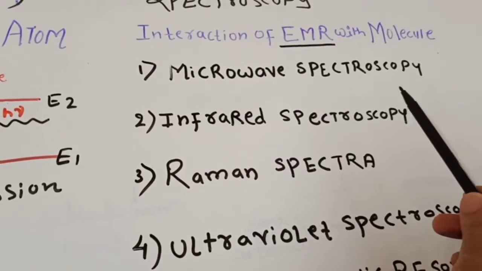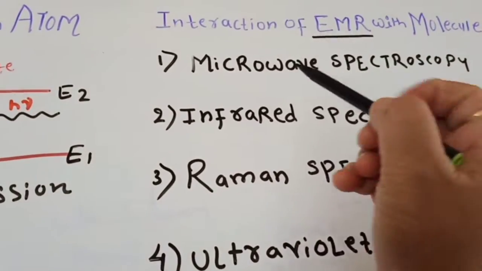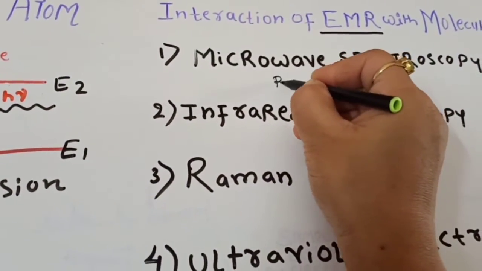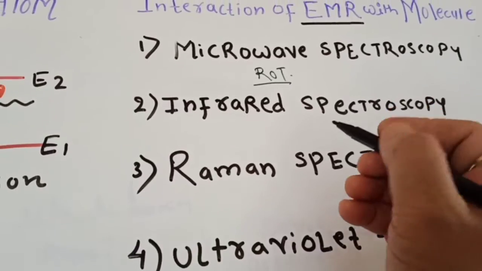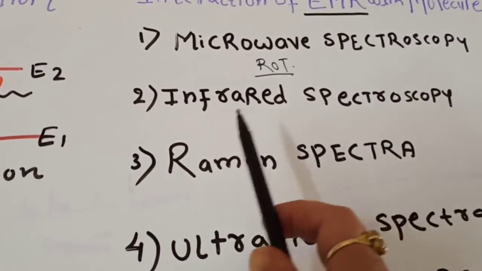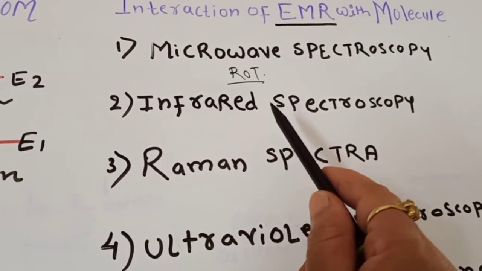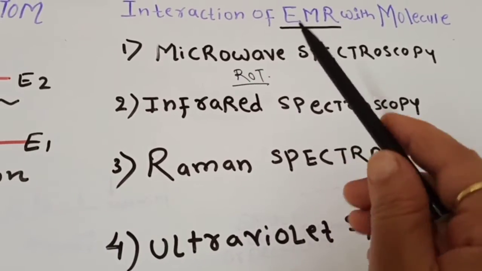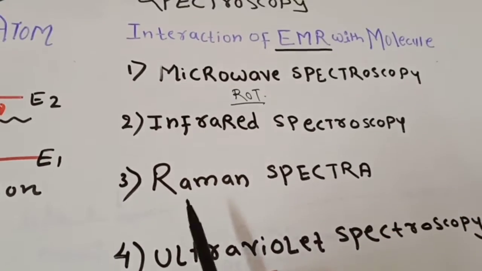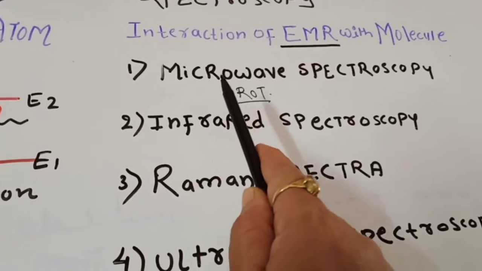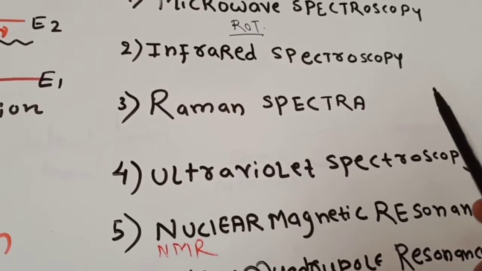Our microwave spectroscopy: as we already talked about, microwave radiations have high wavelength and less energy, so they will cause rotation, meaning changes in the rotational energy level. So this spectroscopy can also be termed pure rotational spectroscopy. Similarly, infrared spectroscopy: these radiations cause changes in the vibrational energy level, so it is also termed vibrational spectroscopy. And Raman spectra is the result of scattering, meaning the above two are absorption spectroscopy, while this shows the scattering phenomenon.